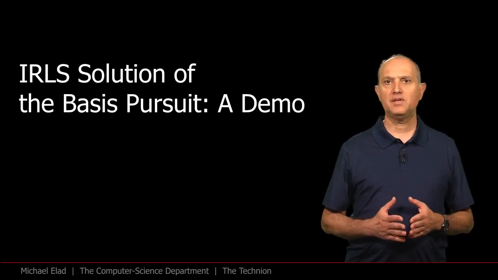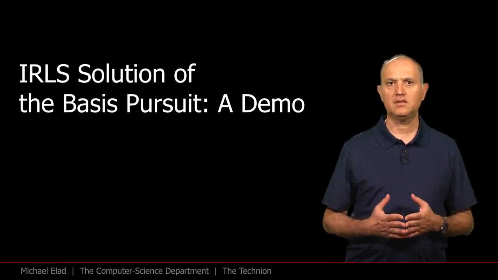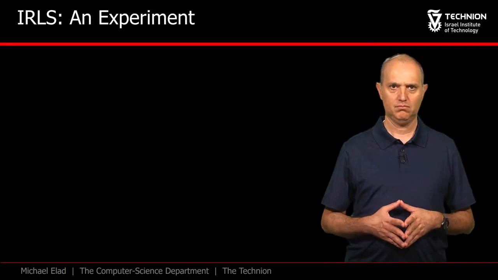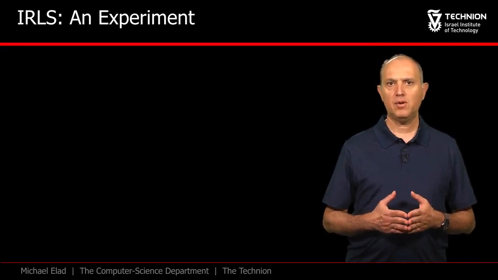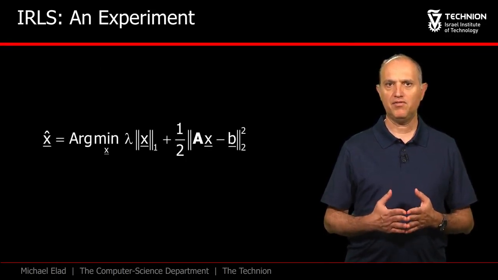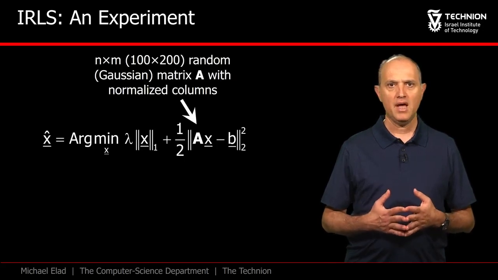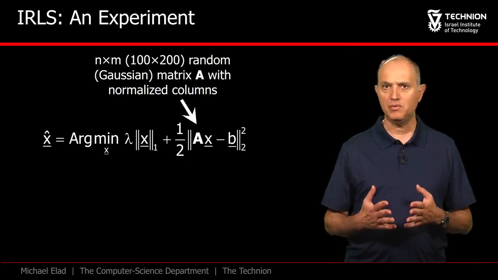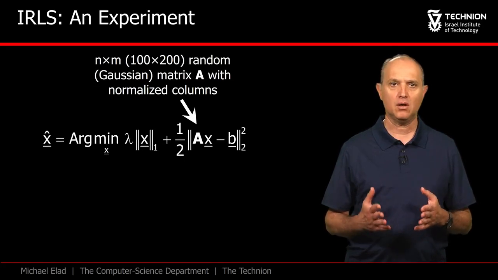We turn to describe a demo of the IRLS as a way to get the basis pursuit solution. Here are the details of the problem we are about to solve. This is the penalty function we will be minimizing. A is a 100 by 200 matrix of random entries and normalized columns.